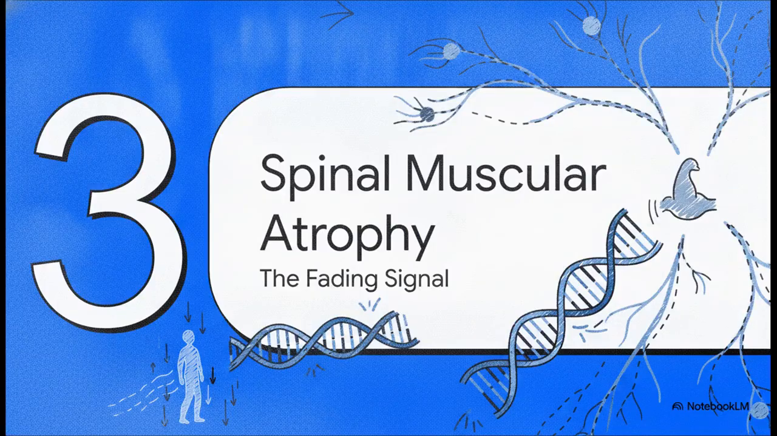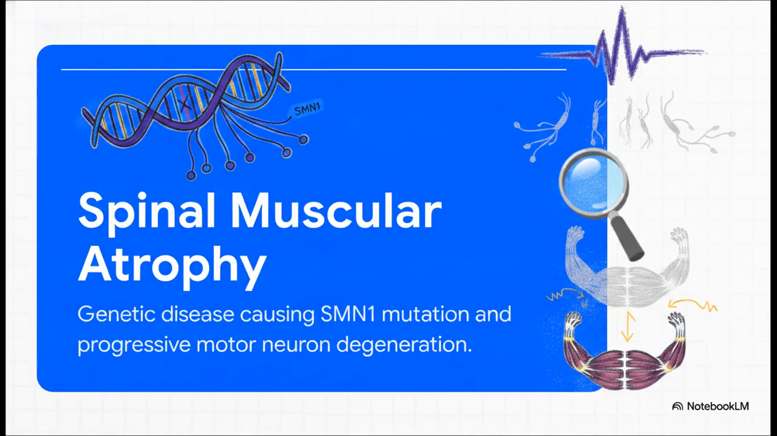Section 3. Spinal muscular atrophy, the fading signal. Unlike CP, which we established as static, our third condition, spinal muscular atrophy, or SMA, is a profound progressive condition. It's a genetic autosomal recessive disease caused by a mutation in the SMN1 gene. Basically, this mutation leads to a deficiency of the SMN protein, which then causes this relentless, progressive degeneration of motor neurons, specifically the anterior horn cells in the spinal cord.